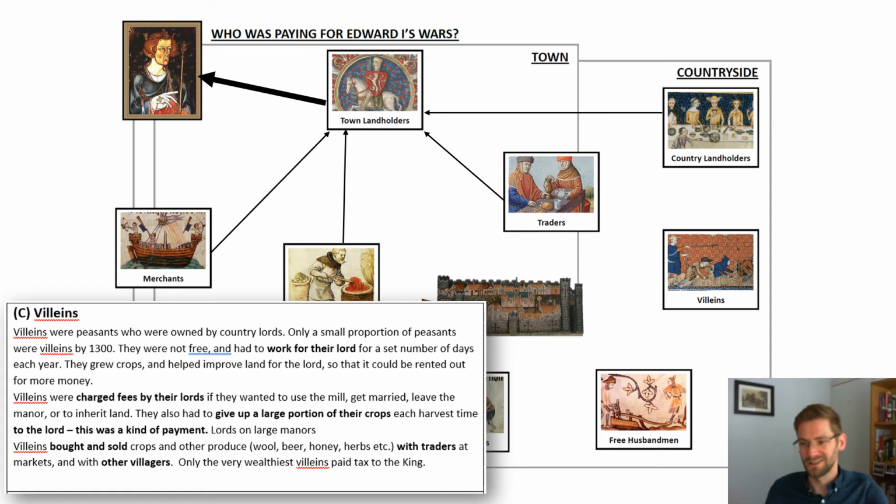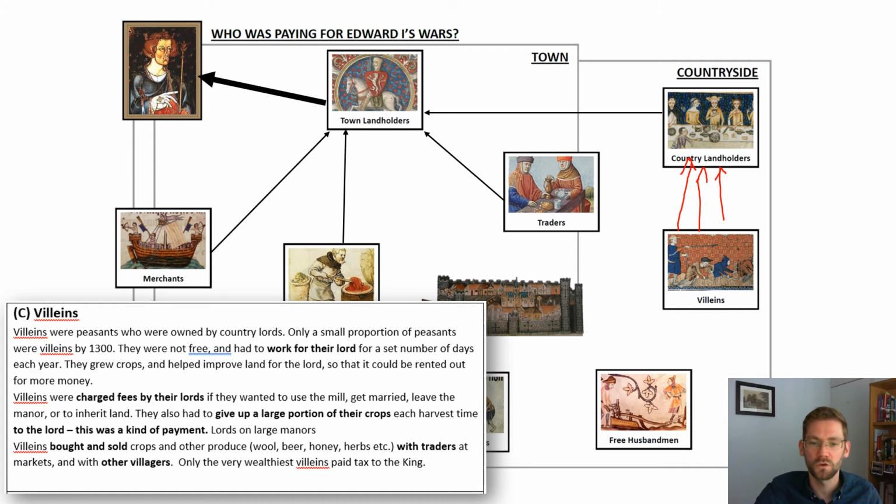So this is just a bit of information about Villeins on here. So Villeins were not free, they had to work for a lord for a set number of days each year. They grew crops and helped improve land, so it could be rented out for more money. Villeins would be charged fees by their lords, so we've got a set of monetary payments here, and of course there's lots of Villeins, so we could do several arrows going into these country landholders. They also had to give up a large portion of their crops each harvest time to the lords. This was a kind of payment. So lots of money going from Villeins to country landholders.